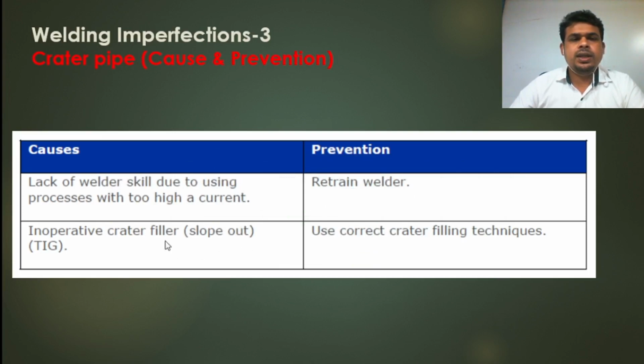The cause is lack of welder skill, or using a process with too high a current. If you use too high a current and the welder skill is low, then this problem comes. Prevention is to retrain the welder; you should send this welder for retraining to do a better job. Also use correct crater filling techniques. There can be technique problems and welder problems, so if we maintain the correct technique and the welder is skilled, then this type of imperfection should not occur. So this is the crater pipe.